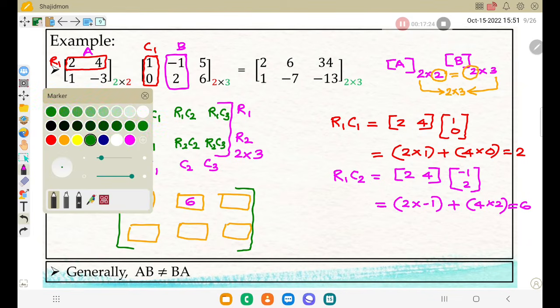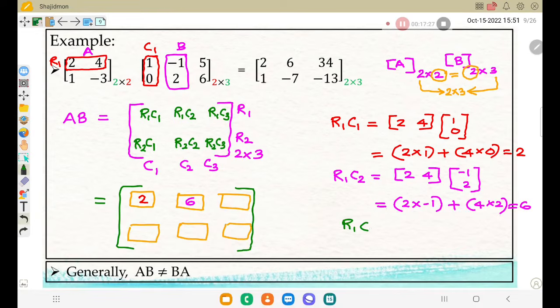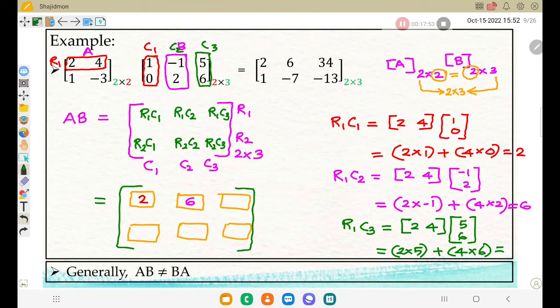Okay. Now the third number, R1, C3. First row with the column number 3. First row 2, 4. Column number 3 means 5, 6. This is column 3. Now see, 2 multiply 5, first number with the first, plus 4 multiply 6, second number with the second number. So 2 multiply 5 means 10, 4 multiply 6 means 24. So we will get 34. Correct? So here we got 34.